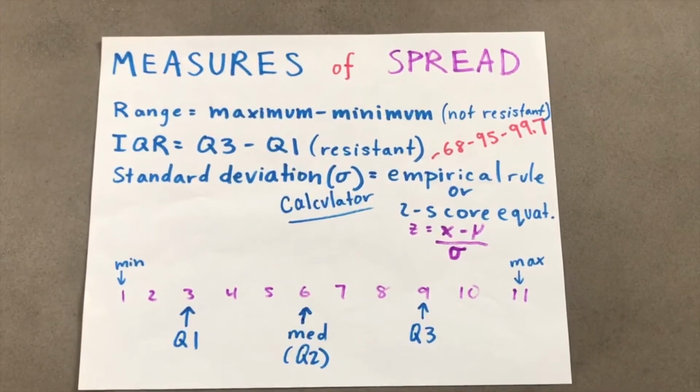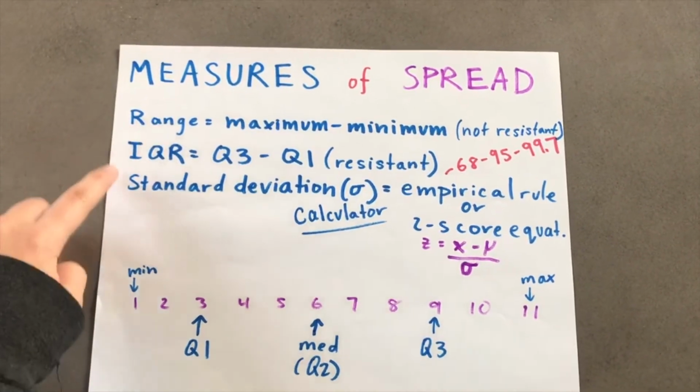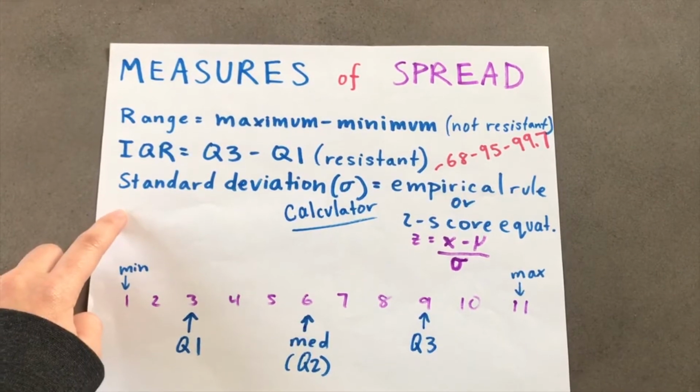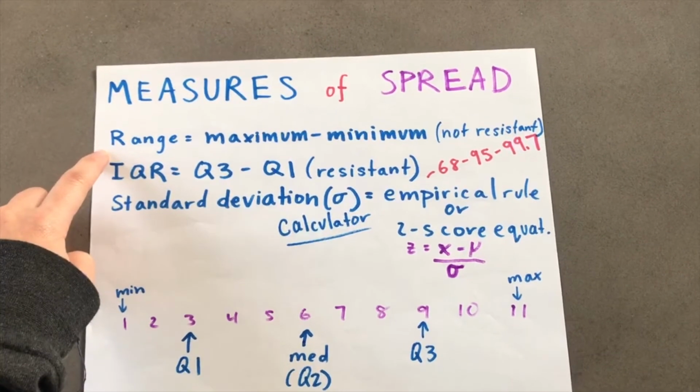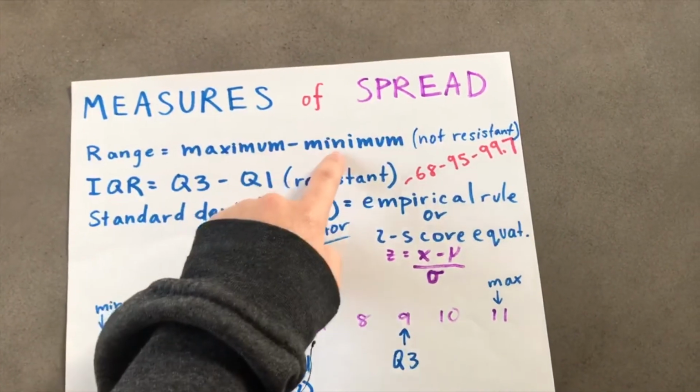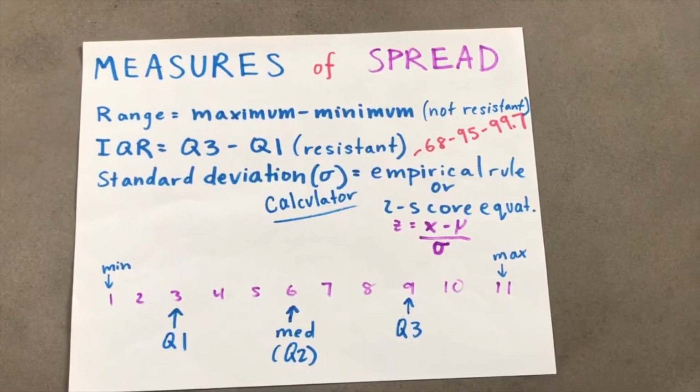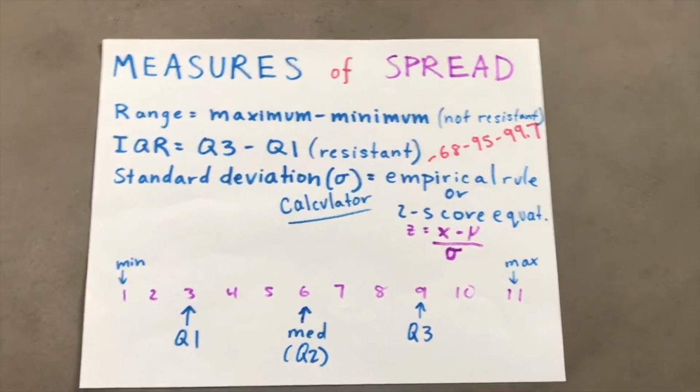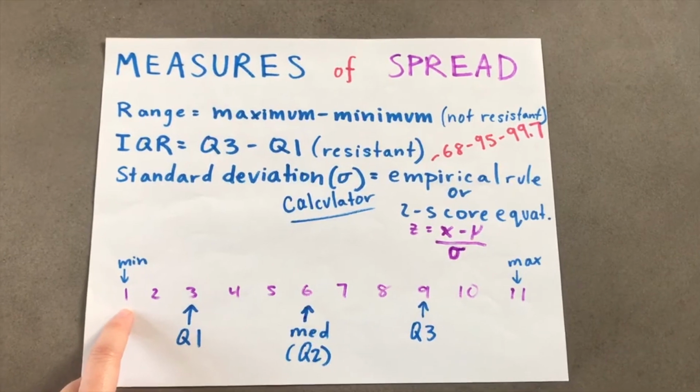Now we have the measures of spread. There are range, IQR, and standard deviation. To calculate the range, you take the maximum minus the minimum. For this data set, you would take the maximum 11 minus the minimum of 1 to get a range of 10.